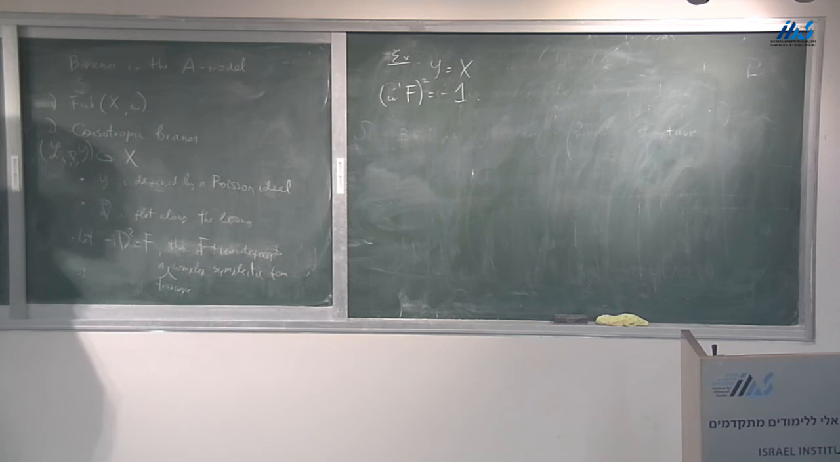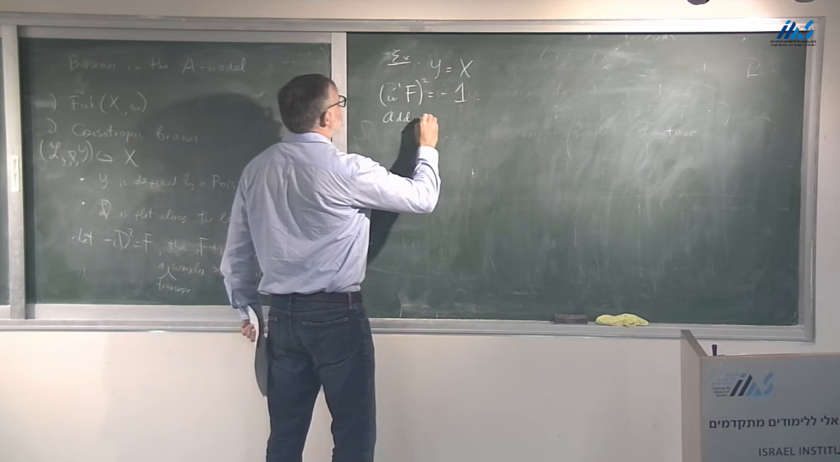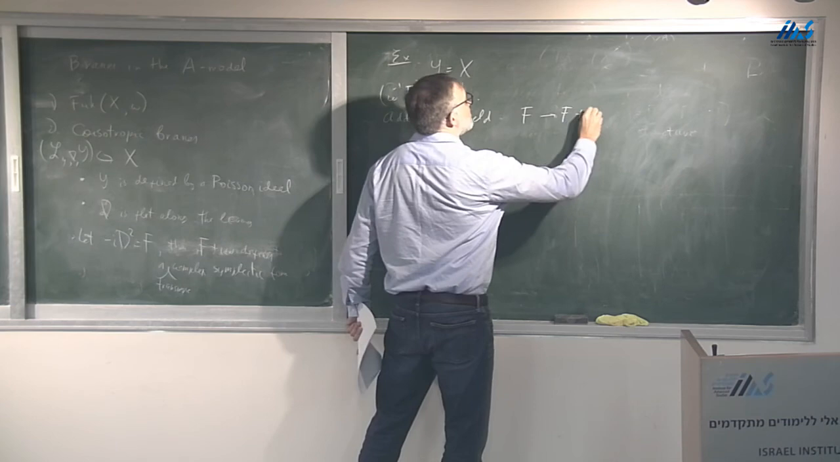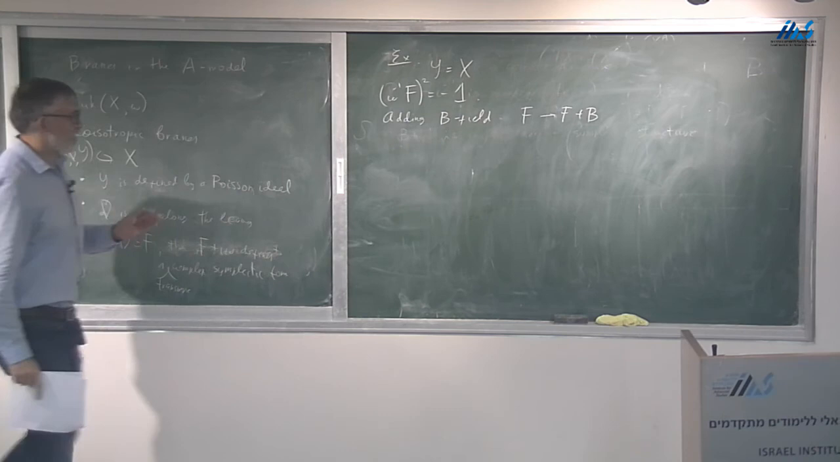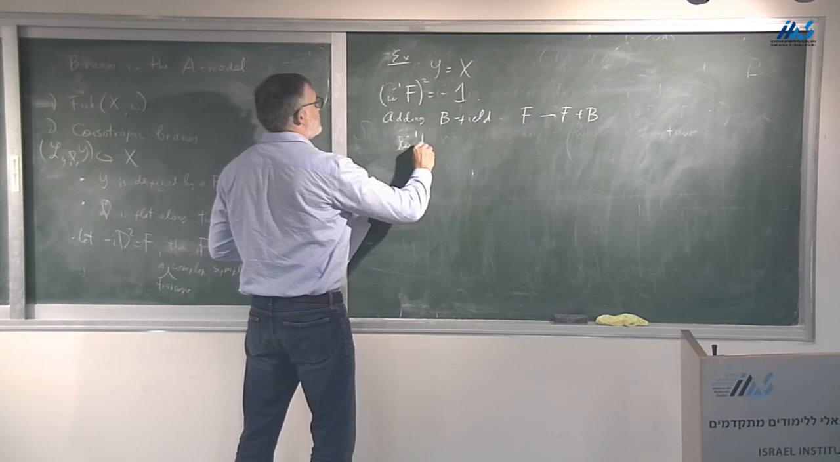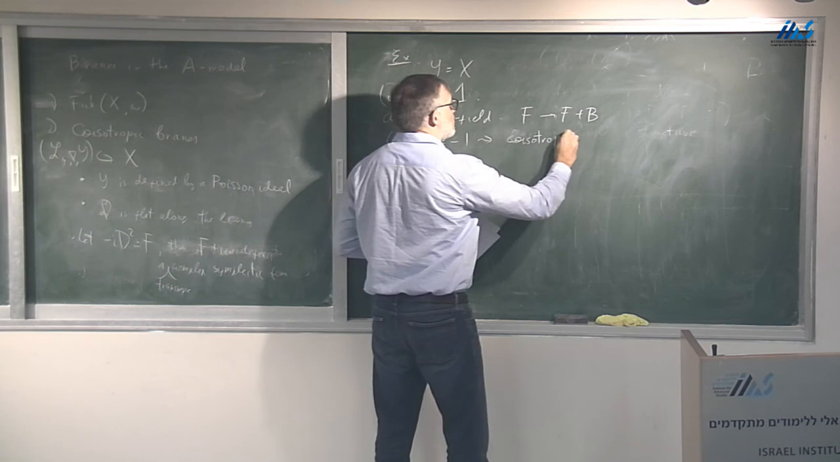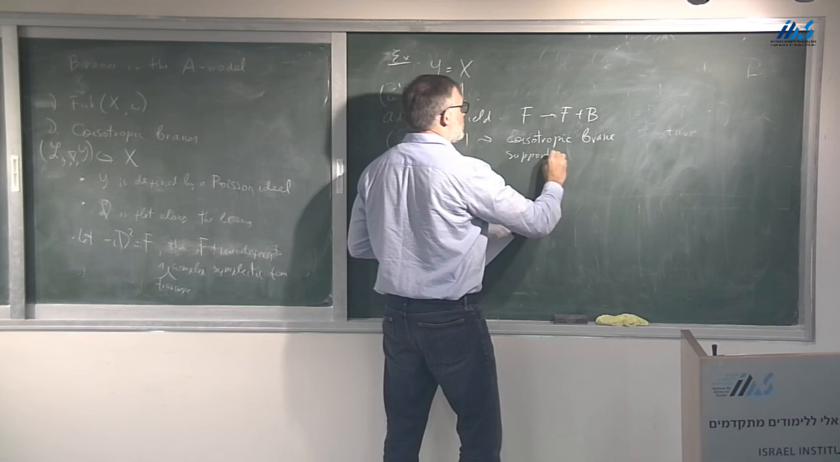Now, in the case with a B-field, basically all that happens is you need to add the B-field, which is very easy. Let's replace F everywhere by F plus B. So in particular, suppose your F just vanishes, but B satisfies this. Yeah. So then you get a coisotropic brane of maximal dimension in our situation, a coisotropic brane supported on the whole X.